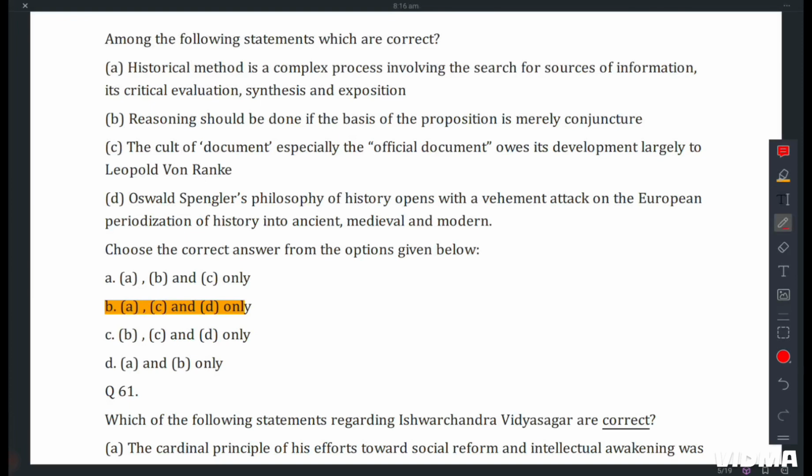And so the C statement is correct, because Ranke regarded primary documents produced by eyewitnesses and participants in events as superior to secondary documents or secondary sources. इसीलिए जो डेवलपमेंट है ऑफिशियल डॉक्यूमेंट्स का, it goes to Ranke.